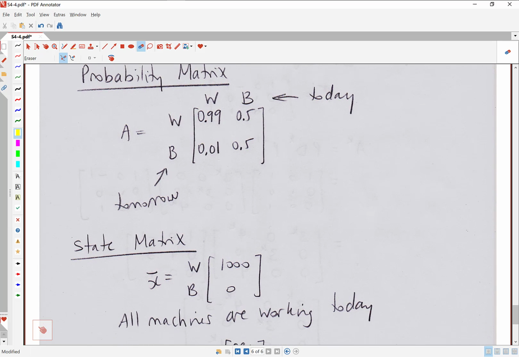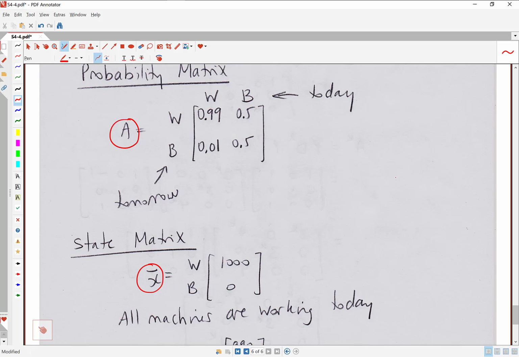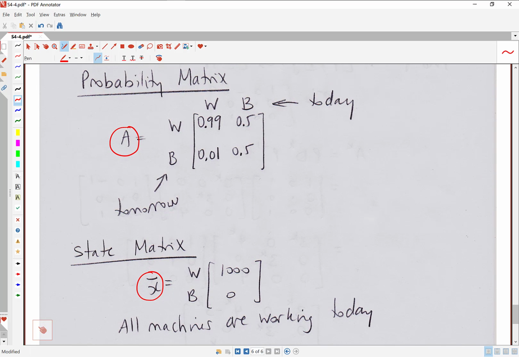Then we could have a state matrix just representing what's going on today. So let's say today is a good day. All machines are working today. We're going to represent our state matrix in a column, working and broken. So 1,000 machines working, 0 machines broken. And in terms of notation, it's pretty conventional to call our state matrix X and to call our probability matrix A. So those are the ingredients that we need. And from there, we can predict what's going to happen in the future.